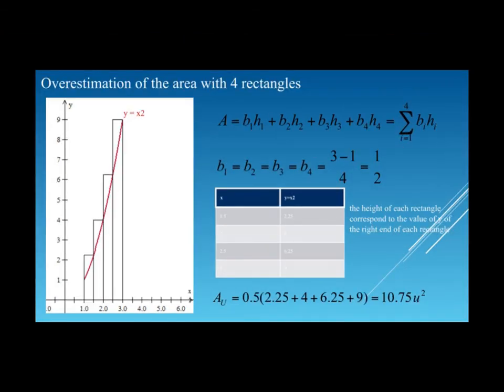Another method is to take the upper value of each of the rectangles as the height. In this case, what we have is an overestimation of the area, because we have these parts of the rectangles that are not part of the area under the curve. So in the previous example we had an underestimation, and in this calculation we have an overestimation of the area, but the main procedure is exactly the same. We multiply the height of each rectangle times the base of each rectangle, and in this case the estimated area is 10.75.